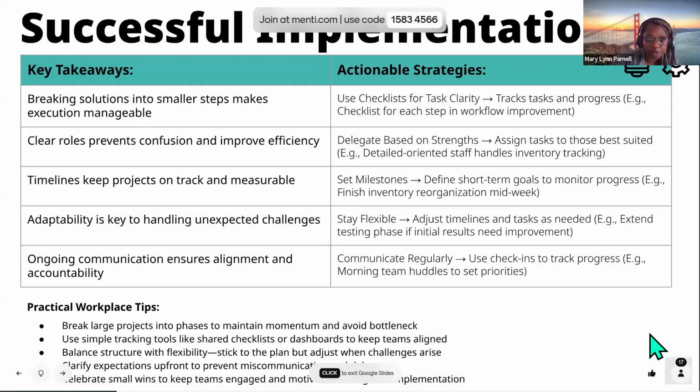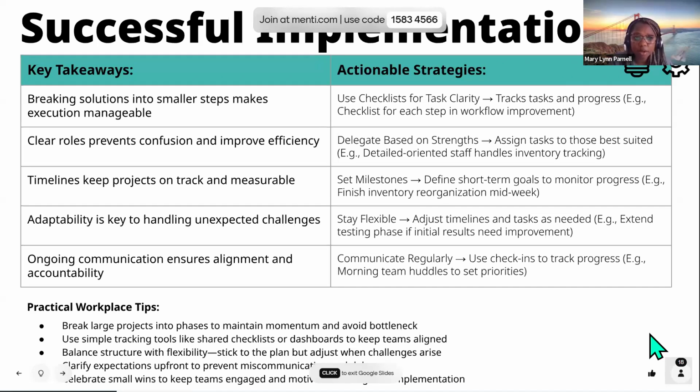Also, clear roles prevent confusion and improve efficiency. Clarity defines responsibility for each task. When we assign, you lead, you oversee workflow adjustments. If we delegate, we're able to optimize our workflow. And if you task an associate to test something, make sure you also provide feedback. So what can we do when we're assigning clear roles to those who are best suited? Delegating based on strength and assigning tasks to who is best suited. So there's a really big element of knowing our people.